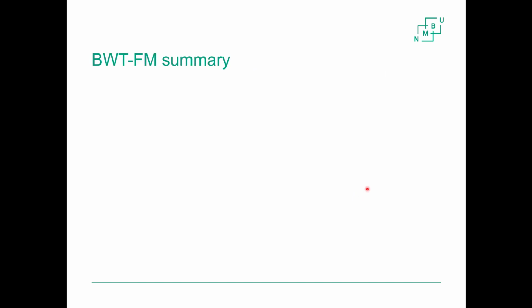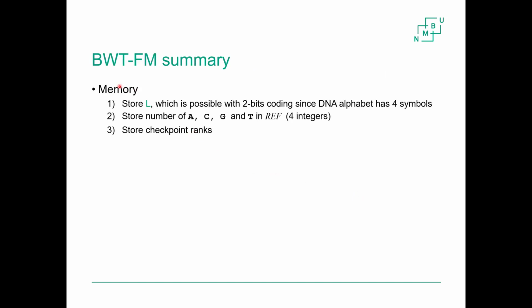So as a summary, we can say that the memory, how much memory do we need? We need to store the L, right? So it can't be less than the genome sequence that we started out with. But this can also be stored very efficiently when we have DNA, at least, because we have 4 symbols. So we can use a 2-bit coding to store these 4 symbols. We don't need to store the actual text.